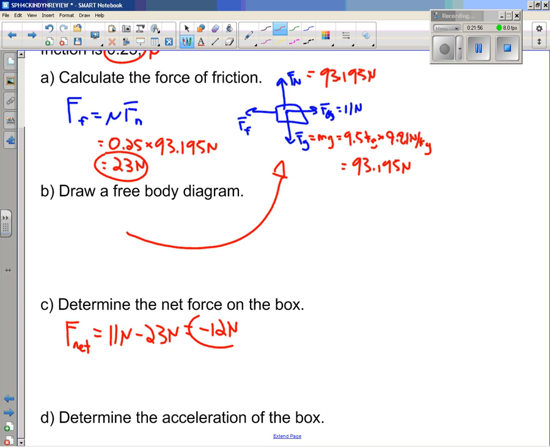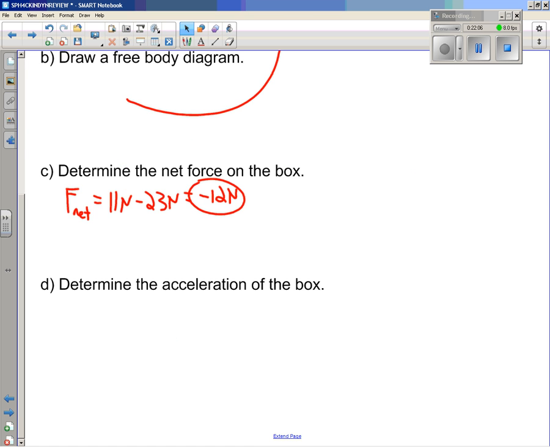That is the net force. You could also say that it's just 12 newtons backwards, but that's what our net force is. That means it's going to be accelerating backwards, which can be a bit of a pain, because you're going to get a negative acceleration here.